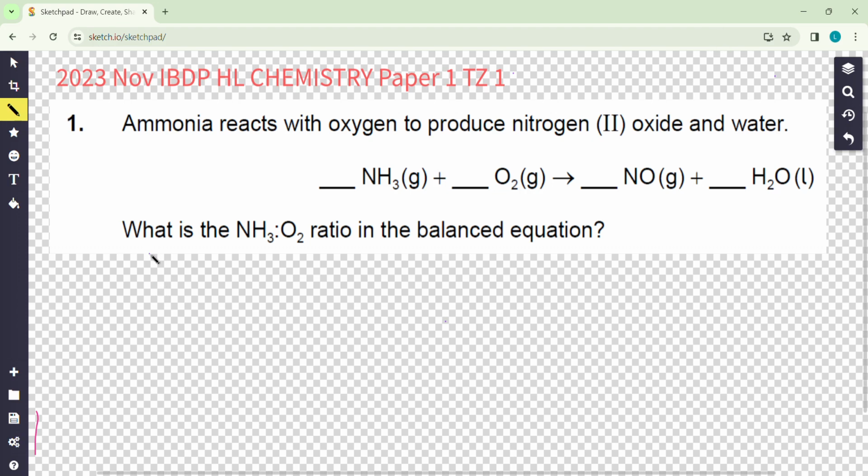Hello everybody, today we switch our topics to chemistry, still at 2023 November, HL paper 1. Question number 1 is about balancing an equation.